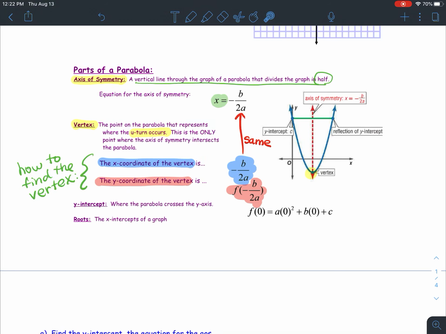I do not want you to use your calculator to find the coordinates of the vertex. We will do that, and we will do it soon, but on all of these problems, you need to be using this formula. Okay, before we look at a problem here, let's take a look at a couple other terms.